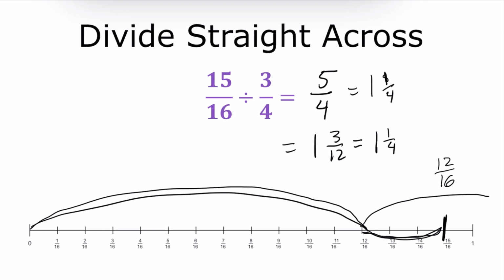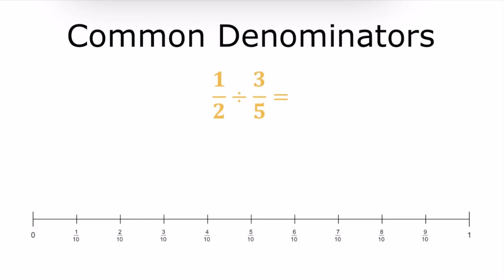And so this would be a number line way of showing that you can divide straight across when you're dividing fractions where the division works out nicely. However, sometimes the division doesn't work out nicely. For example, if you have 1/2 divided by 3/5, well, 1 divided by 3 is 1/3, and 2 divided by 5 is 2/5. And that makes the problem more complicated, and it doesn't really simplify down to a single fraction.